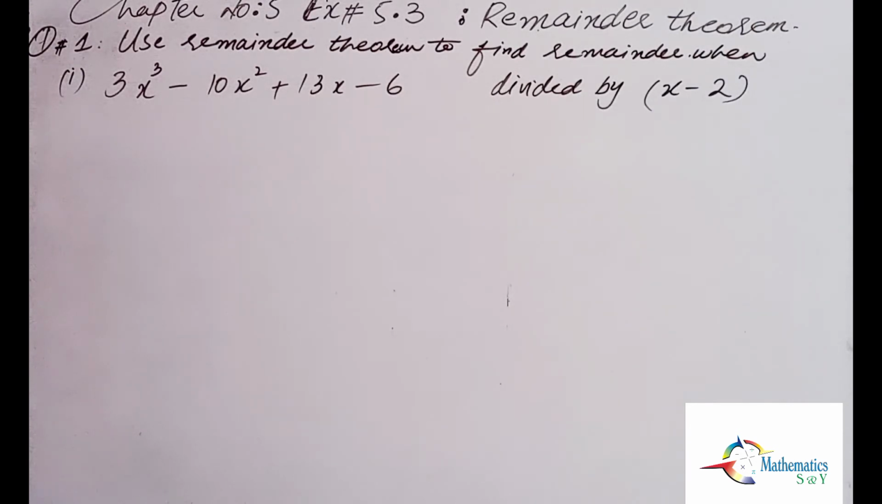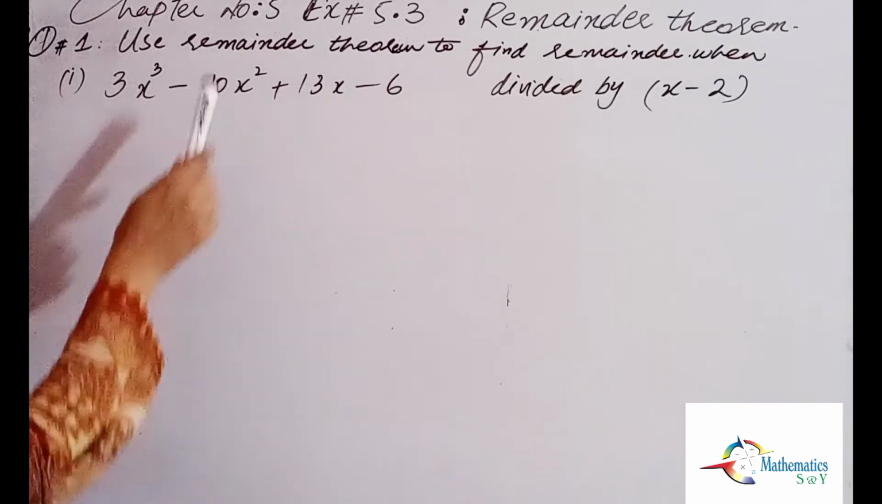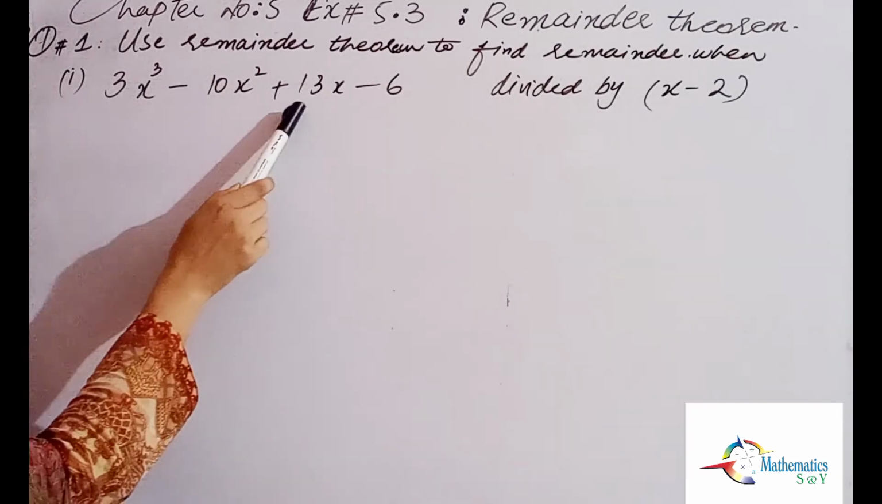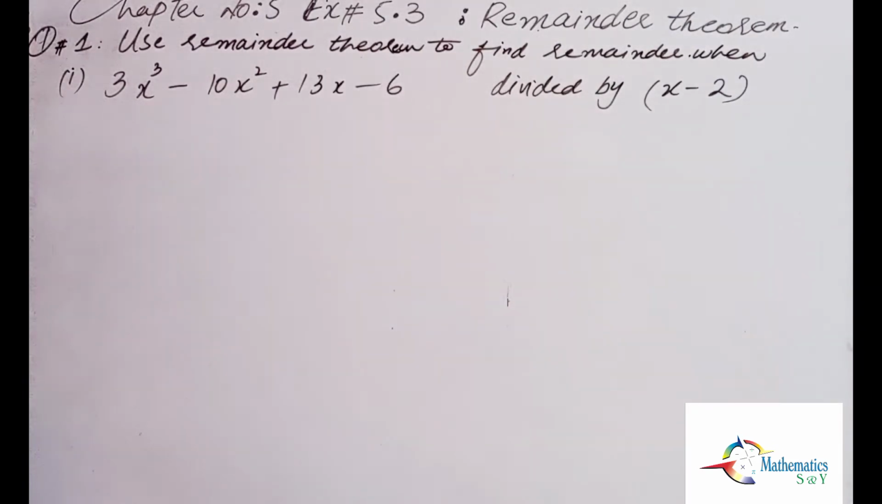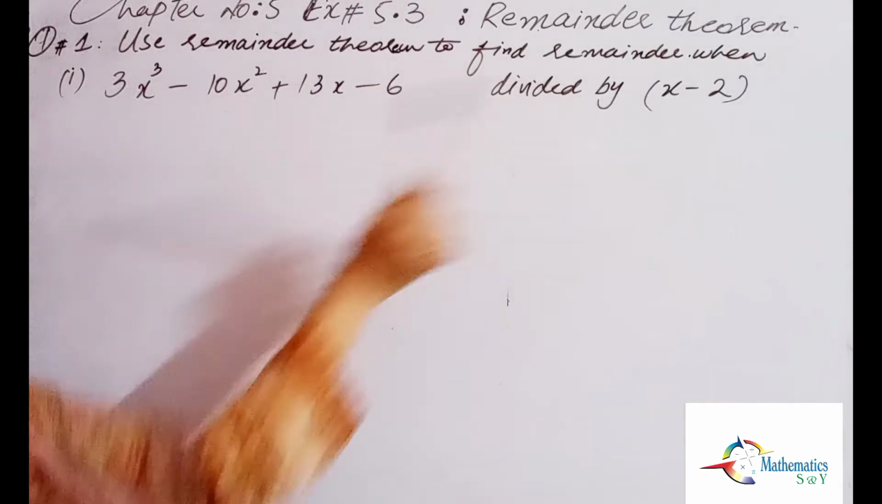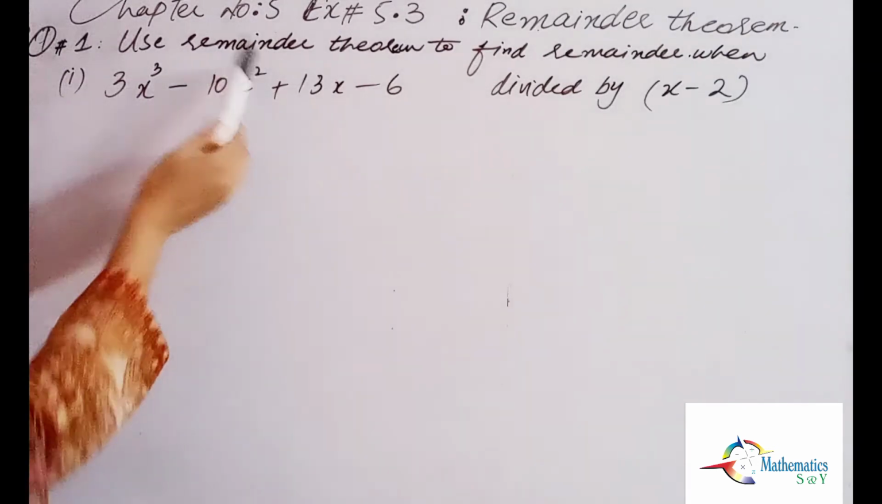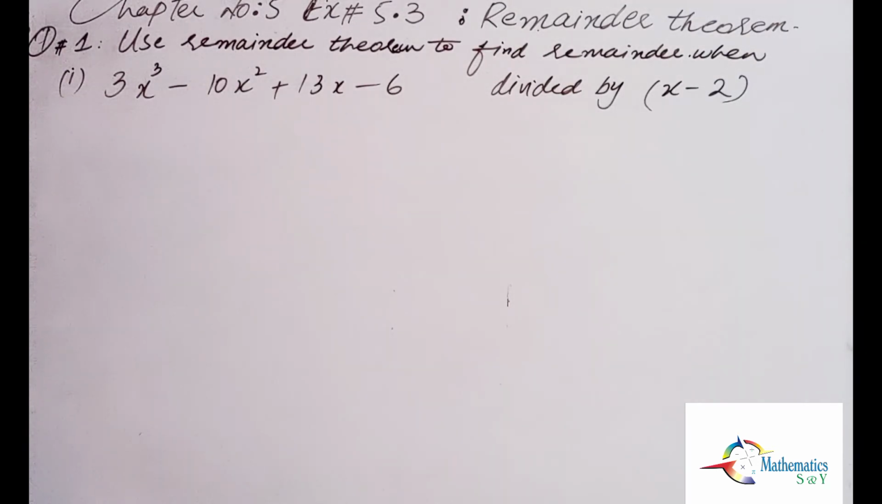Here again we will find the remainder, but the method that we will use over here is the remainder theorem. So how are we going to use the remainder theorem? This polynomial is divided by x minus 2. It means we will divide this by x minus 2, but not using the traditional method of division. We will divide this by using the remainder theorem.